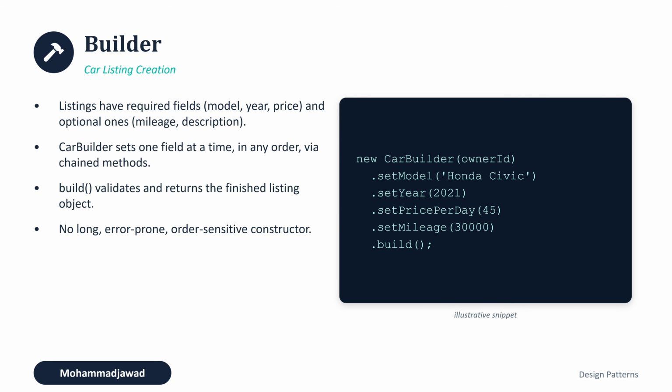So next, for Builder, for creating car listings, a listing has a few required fields, just that it has like model, year, and price, but several optional ones like mileage and a description. Instead of a constructor with a long list of parameters that's easy to get wrong, our car builder lets the owner set only the fields that they have, one method call at a time, in any order, and then it calls build to produce the finished listing.